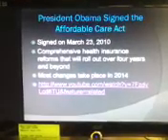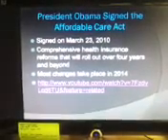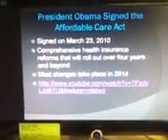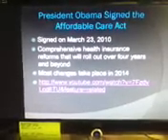Obama signed this Affordable Care Act on March 23rd of 2010, and it's set to roll out. Some has started now, but a lot of it's going to go over the next 4 years, and most changes will take place in 2014.